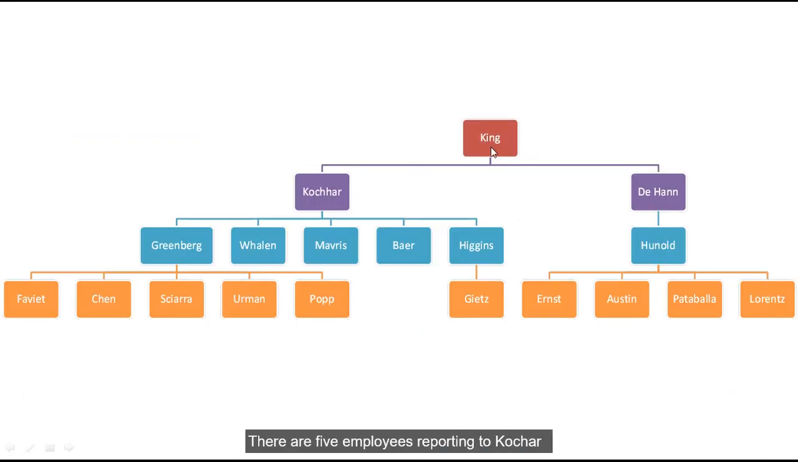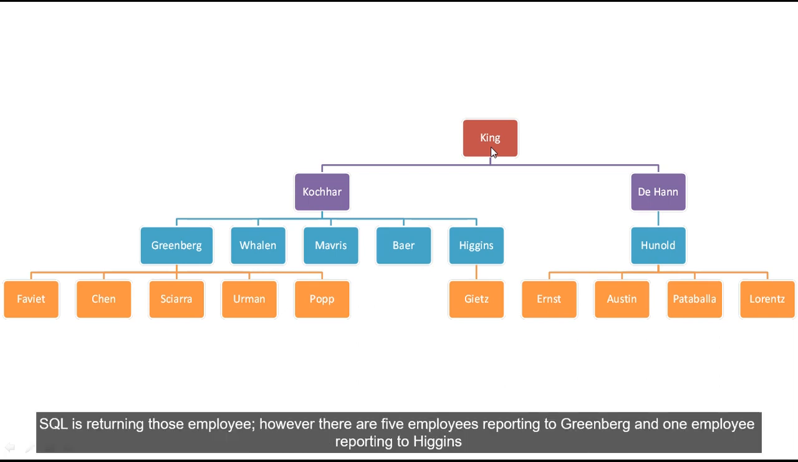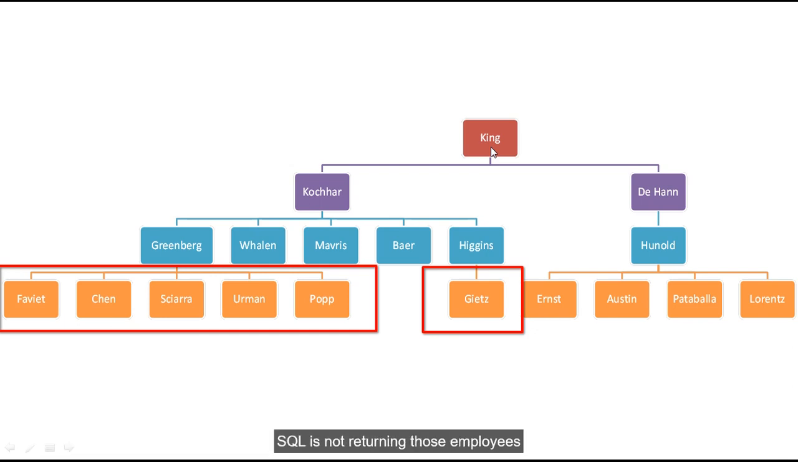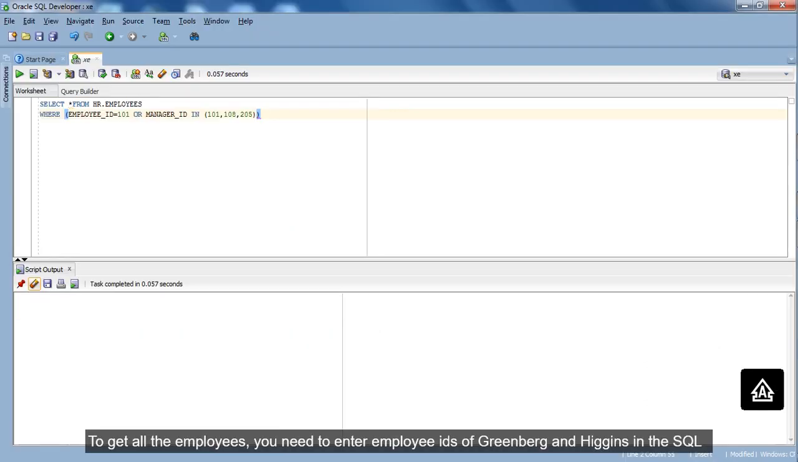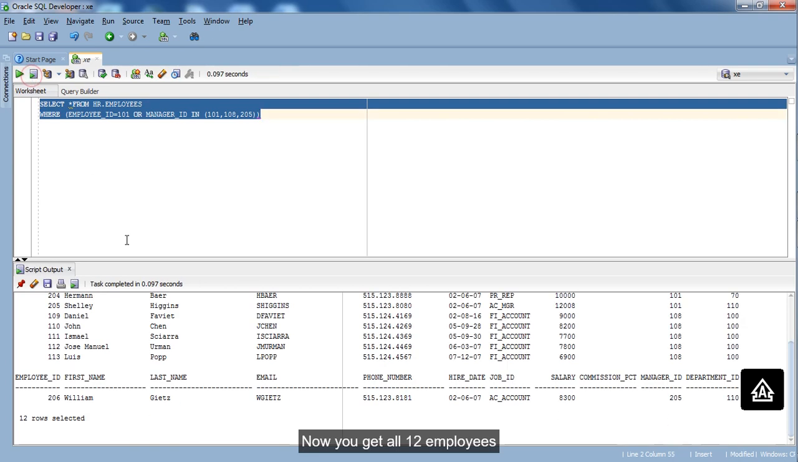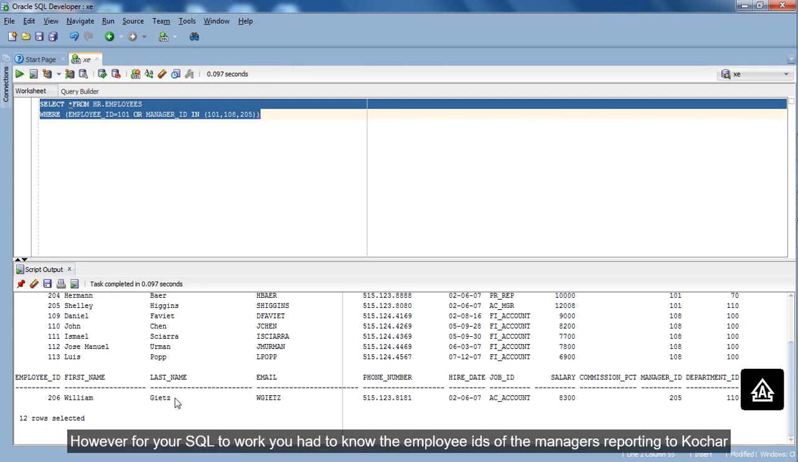Let's review the hierarchy again. There are 5 employees reporting to Kosar. SQL is returning those employees. However, there are 5 employees reporting to Greenberg and 1 employee is reporting to Higgins. SQL is not returning those employees. To get all the employees, you need to enter employee ID of Greenberg and Higgins in the SQL. Now you get all 12 employees.